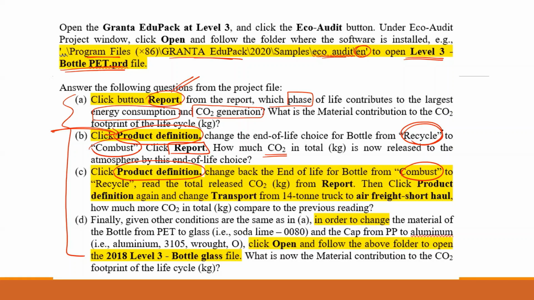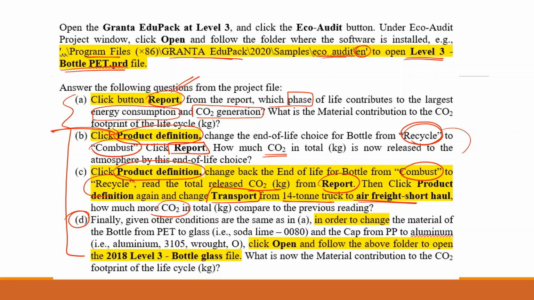Again, we are changing this combust to recycle, and then read the total released CO2 from the report. Then click product definition again and change transport from this to air freight, and we are going to find how much CO2 in total there is compared with the previous reading.